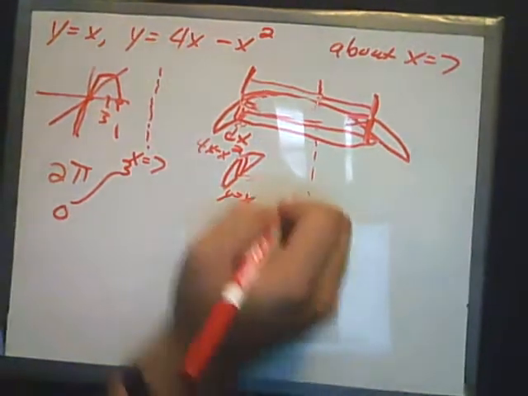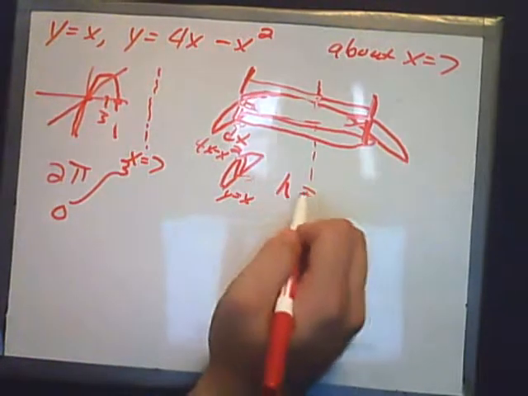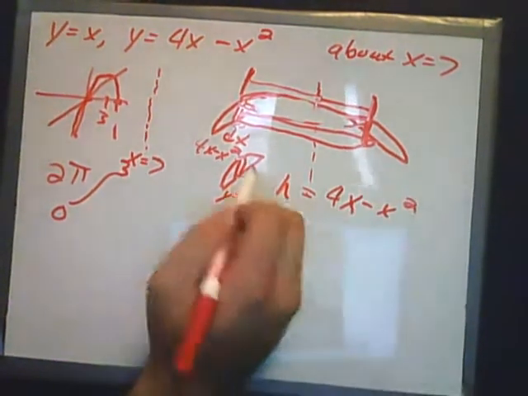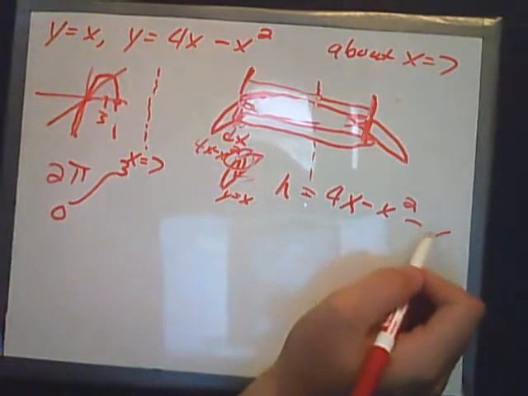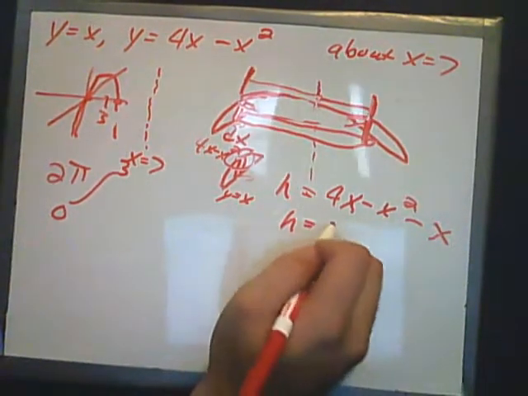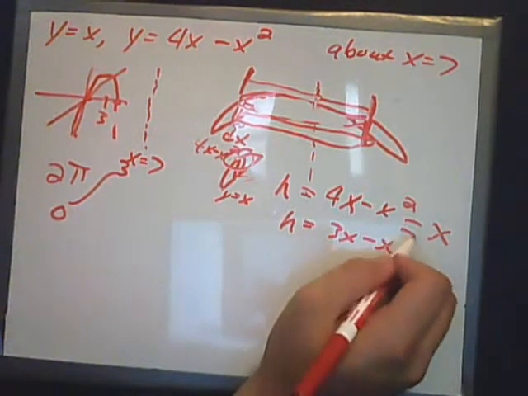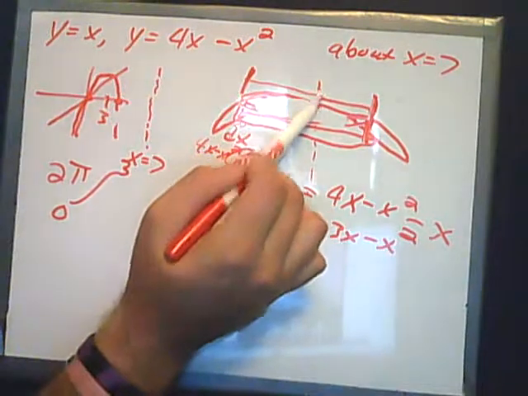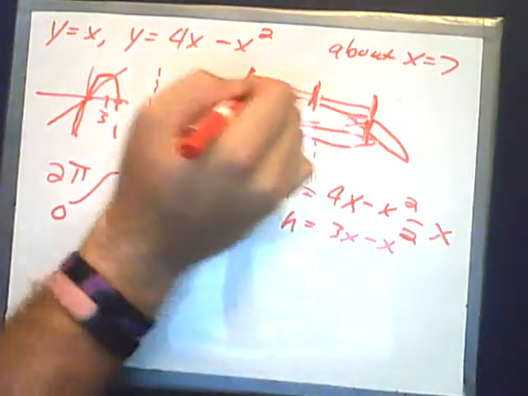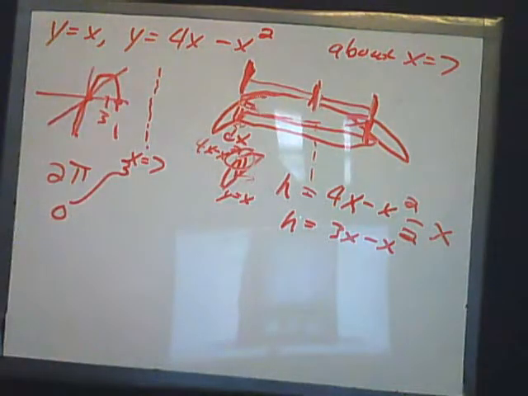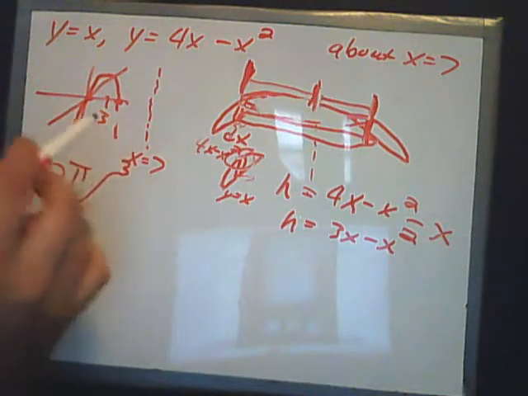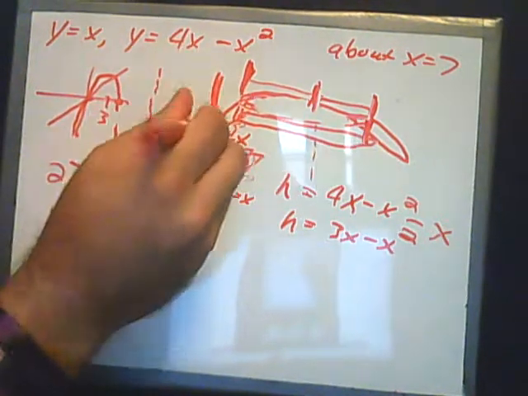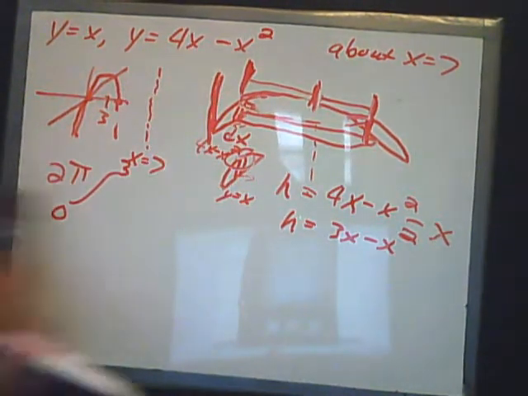So now our height is going to be equal to 4x minus x squared, which is the upper part, minus the lower part, which is just x. So our height overall will be 3x minus x squared. Alright, and now our radius is the distance from our axis of rotation to our outside, which if we draw in our y-axis right there, I'm going to erase this bottom part. It's getting a little sloppy.